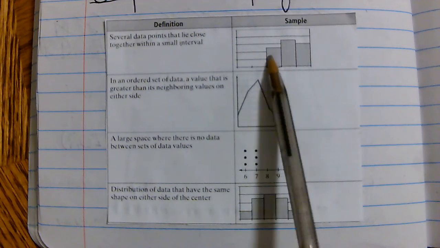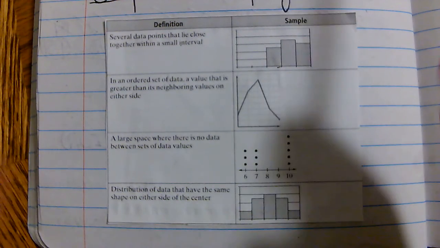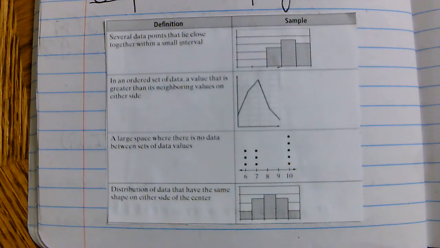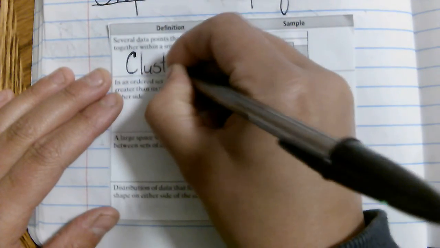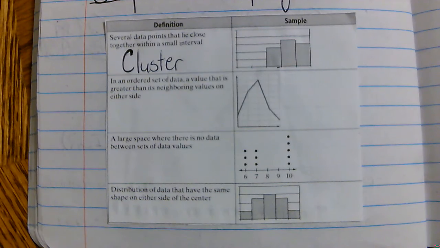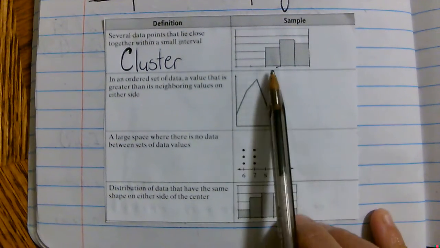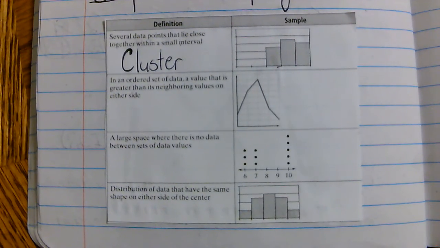You'll notice that these lie very close together. They're all kind of smushed together. This is what we call a cluster. Okay, a cluster has data points that are all very tight together, kind of all compressed into one small spot.